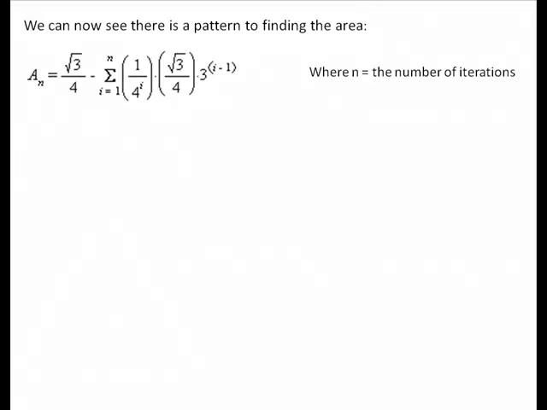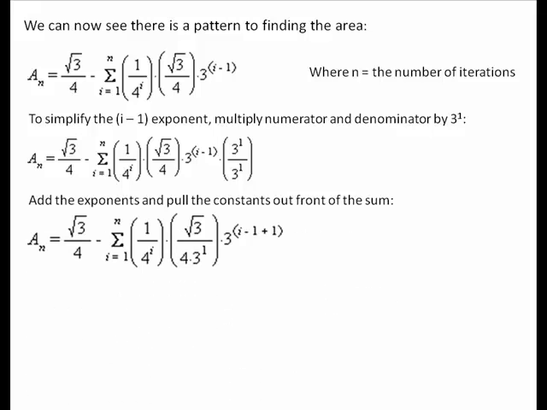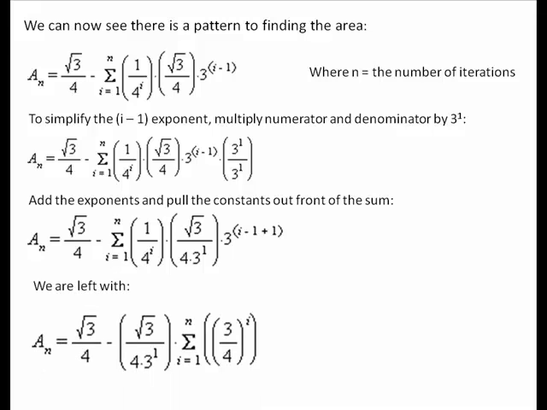We can now see a pattern for this formula. A_n shows what the area equals after n iterations. We want to simplify this formula before we take the limit as n goes to infinity. The first step is to multiply the numerator and denominator by 3, which will allow you to simplify the exponents. Then pull the constants out in front of the sum.